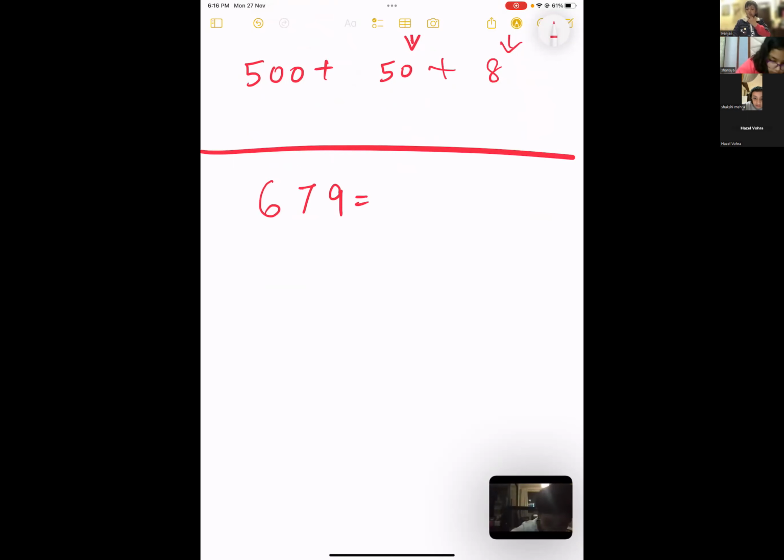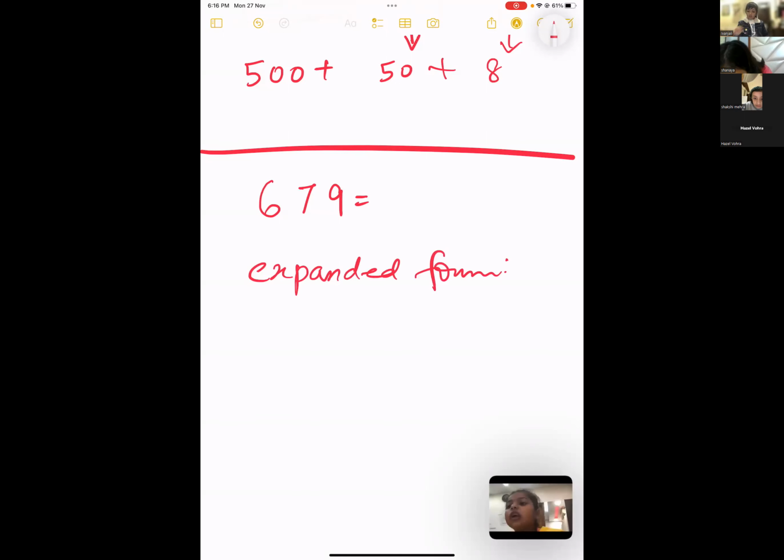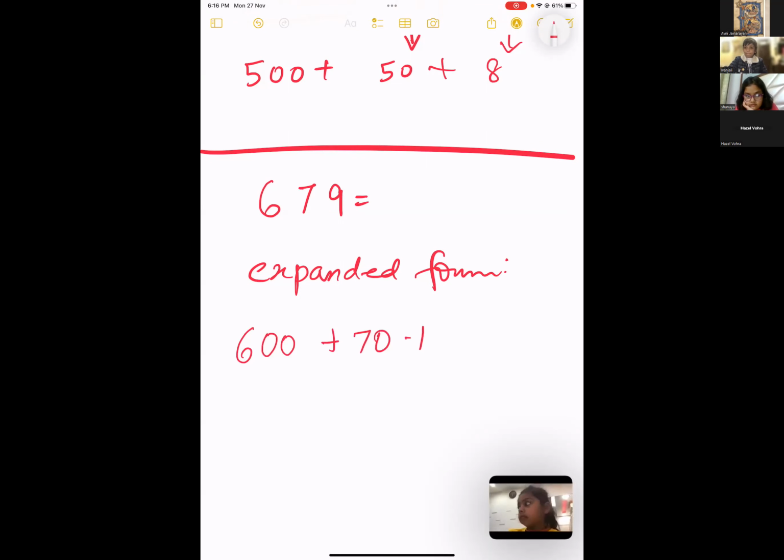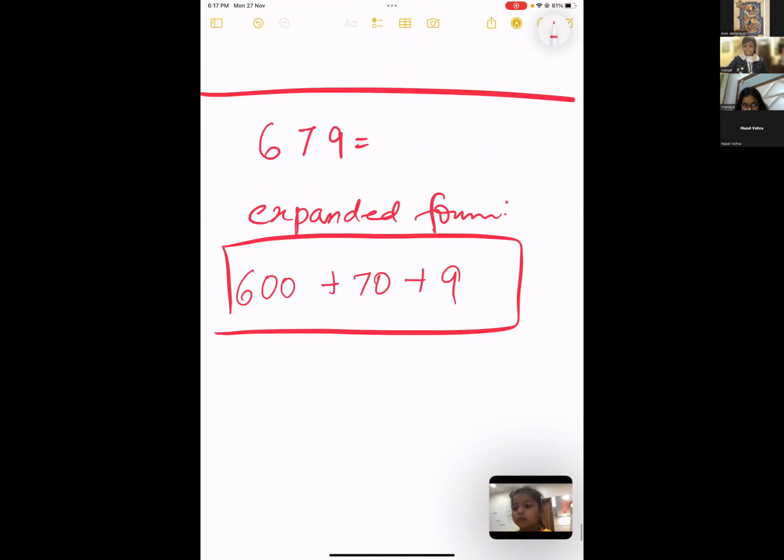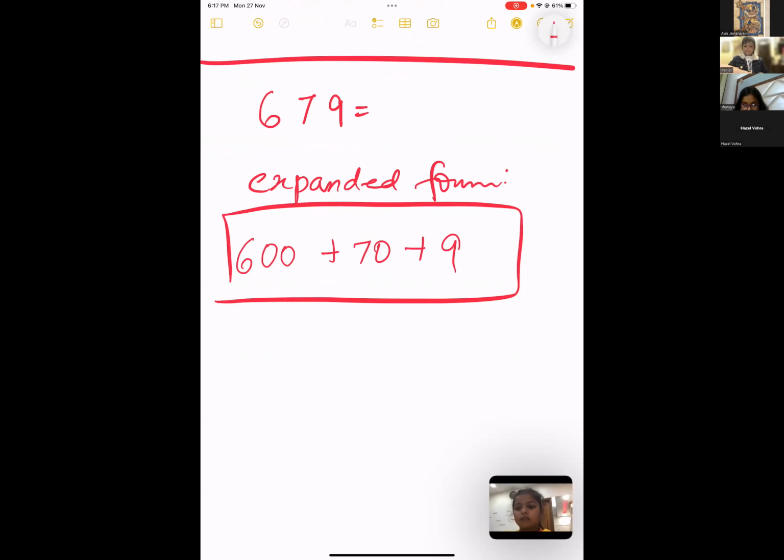Everyone give me the answer. Expanded form of 679. It is very important. Ma'am, I sent you the answer. Idhika, I have got the answer. Samaira, are you having difficulty here? No? Okay, good. How about other children? Kabir is there. Hazel has already given me the answer. Now, I am going to write it as 600 plus 70 plus 9. This is the answer.